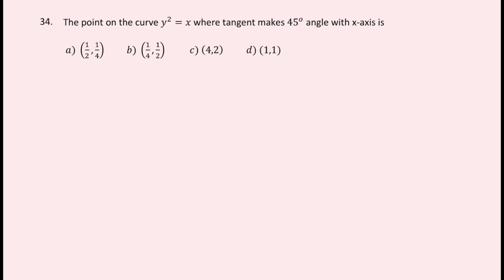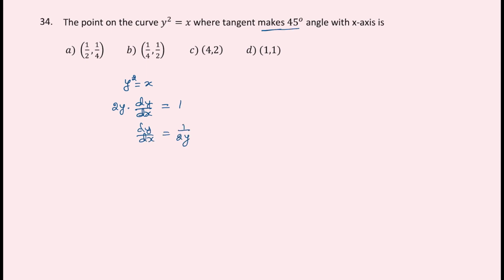Question 34. The point on the curve y squared equal to x, where the tangent makes a 45 degrees angle with the x-axis is. This is a parabola. Let us differentiate to find the slope of the tangent, dy by dx. Power has to be differentiated first, and then the base y has to be differentiated with respect to x. Equal to the derivative of x, which is 1. dy upon dx is 1 upon 2y.